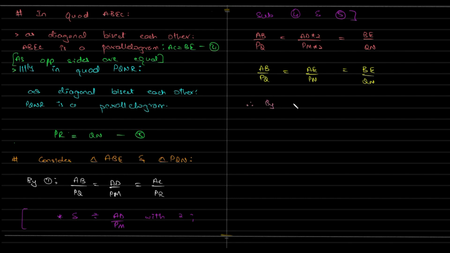Therefore, by SSS similarity criteria, triangle ABE is similar to triangle PQN. Right? So we have those two to be similar. Then what else can you tell? Because those two are similar, angle BAE is equal to angle QPN by corresponding parts of similar triangles.